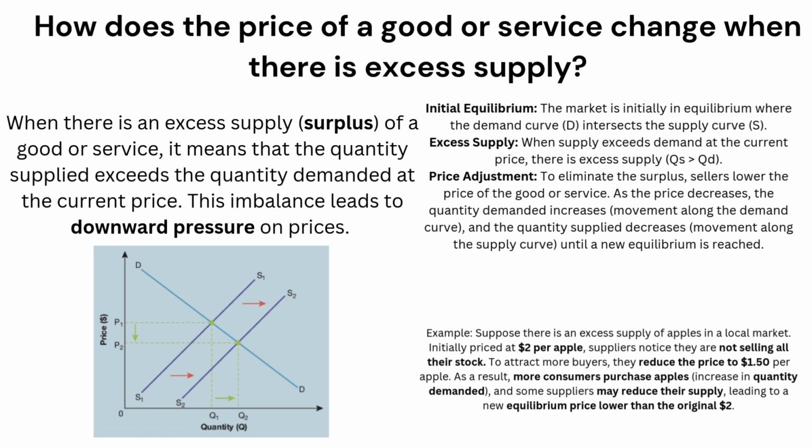To eliminate this surplus, sellers reduce the price of the good or service. As the price decreases, the quantity demanded increases and the quantity supplied decreases, moving towards a new equilibrium. For example, if there is an excess supply of apples in a local market initially priced at $2 per apple, sellers might reduce the price to $1.50 to attract more buyers. Consequently, more consumers purchase apples, increasing the quantity demanded, and some suppliers may reduce their supply, leading to a new equilibrium price lower than the original.